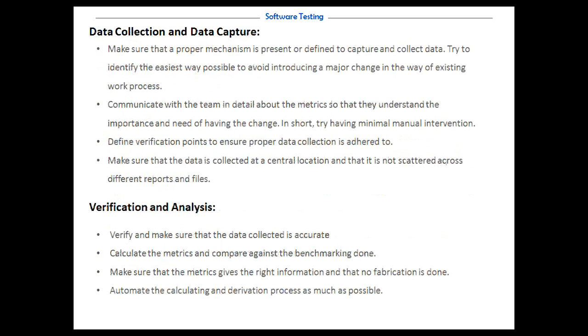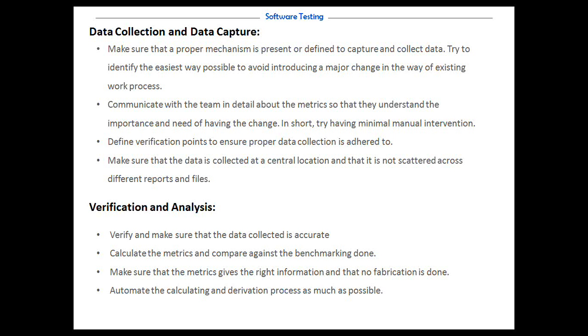Now, coming to the data collection and the data capture part, which is a major aspect of any matrix. When you're introducing a new matrix, make sure that a proper mechanism is present or defined to capture and collect data. Try to identify the easiest way possible to avoid introducing a major change to the existing work. If a change is required, always highlight the need for it and the advantage that you would get in introducing this change into the existing process.